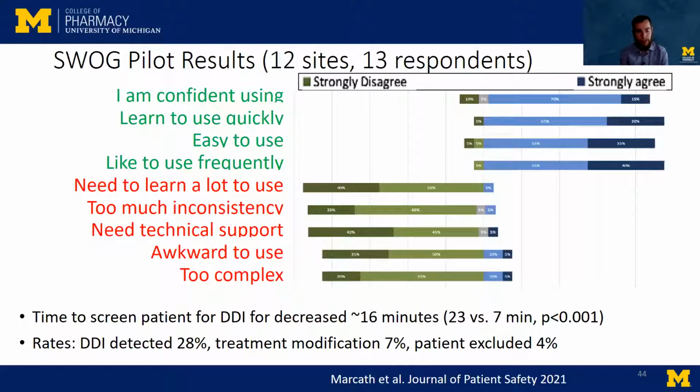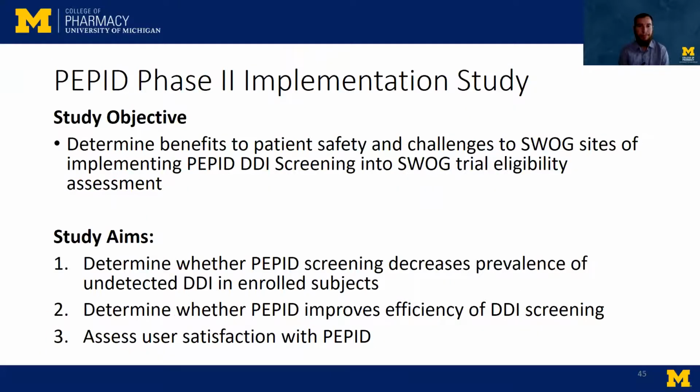And we found that this actually significantly decreased the amount of time required to screen drug interactions for an individual patient. And we found that even though we're identifying a lot of drug interactions, we were excluding very few patients. So only 4% of patients had to be excluded due to a drug interaction that was identified using our tool. So if we move to the next slide.